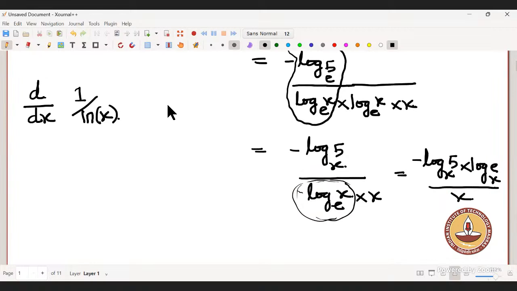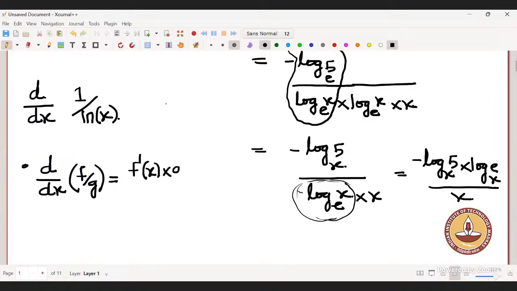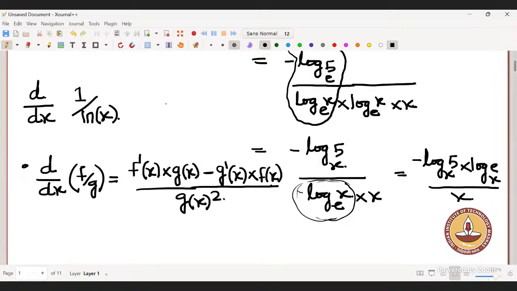First tell me what is the quotient rule. Suppose you have f of x by g of x. It is f dash of x, that is the derivative of f of x, into g of x, minus the derivative of g of x into f of x, by g of x whole square.